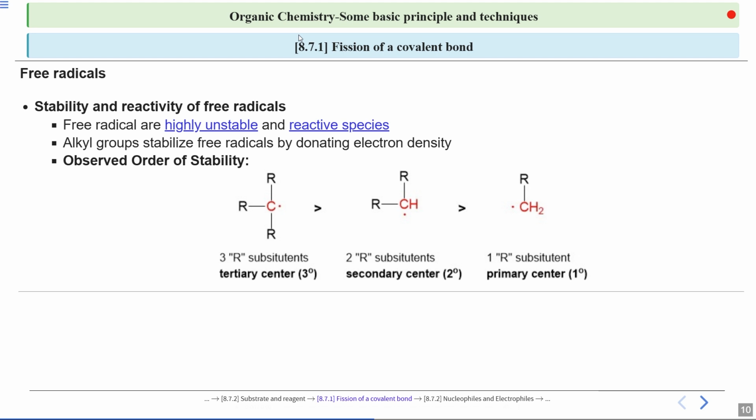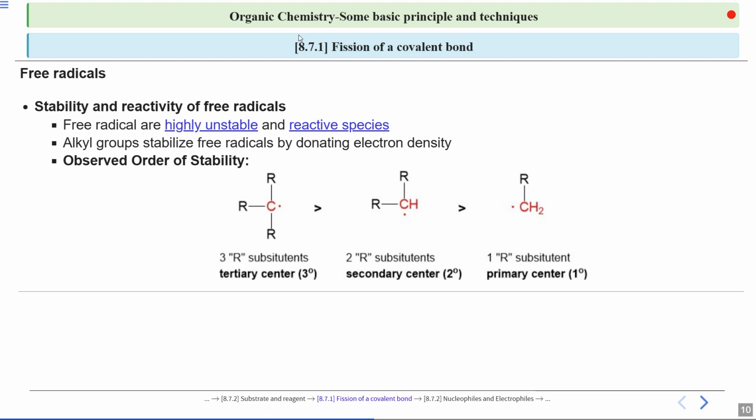Then the next one is your secondary radical, where the carbon which has a shortage of electrons has two alkyl groups attached to it. The last one is the most unstable one, where only one carbon is attached to the radical carbon. So you must remember this series. The tertiary radical is the most stable one, then comes your secondary, and third comes your primary.